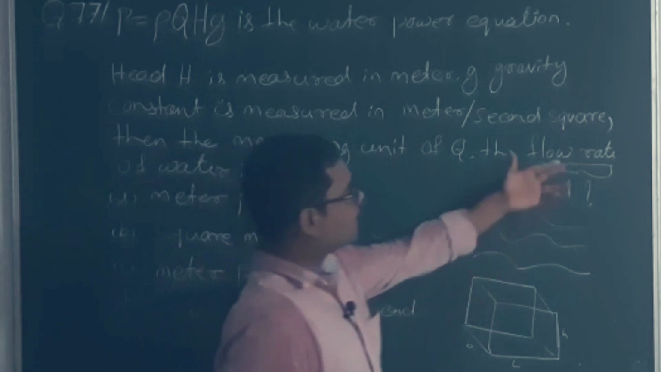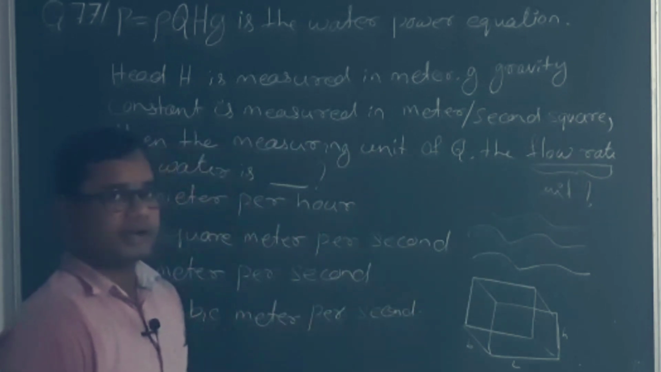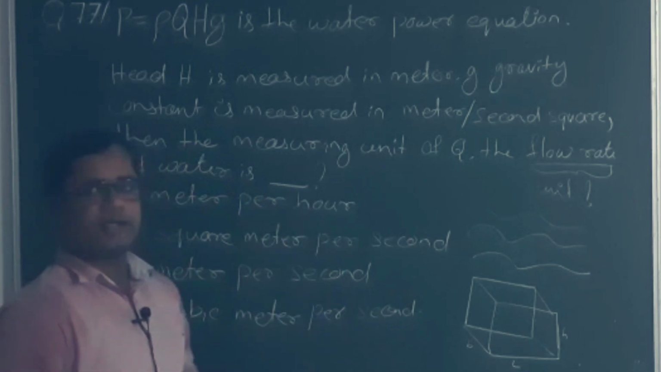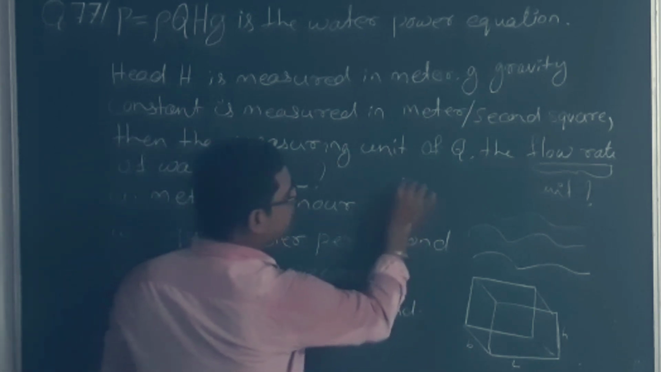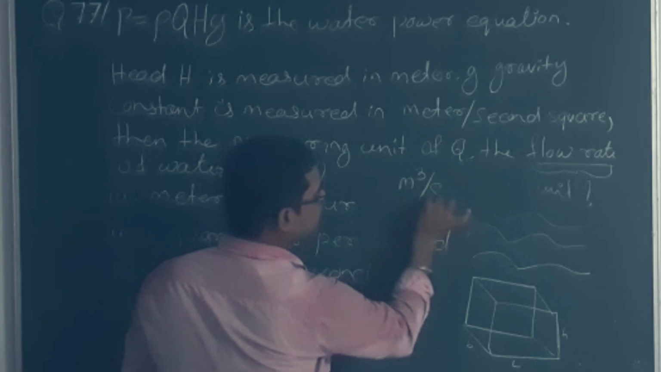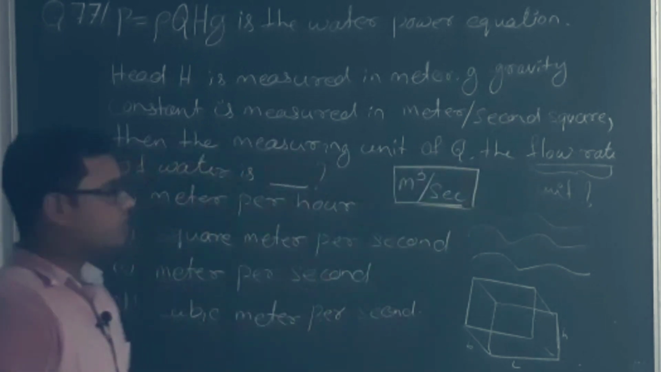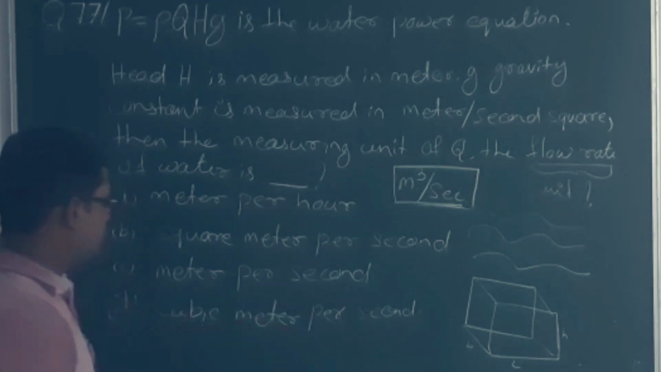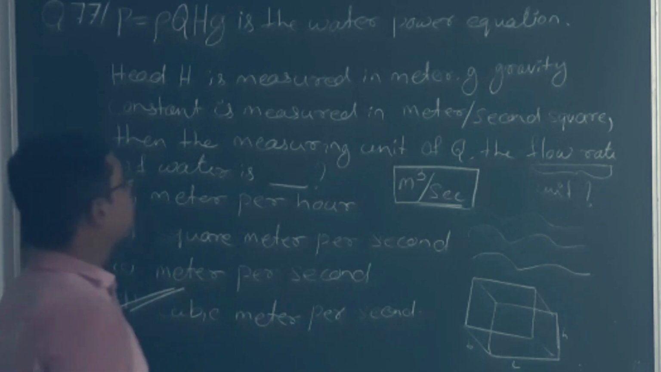Another thing is that the question is to find out the rate. Rate means per second, per time, and basically we are taking the time as second. So its unit is meter cube per second. Meter cube is otherwise called cubic meter per second. So option D is the correct choice. Okay, so moving to the next question.